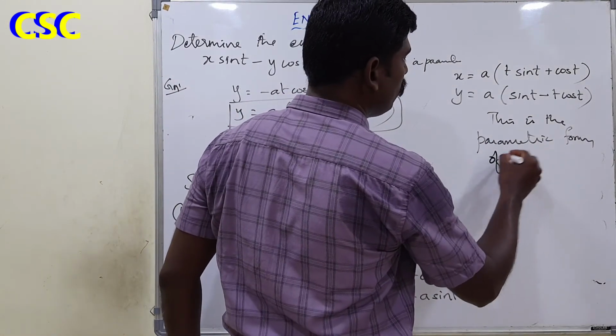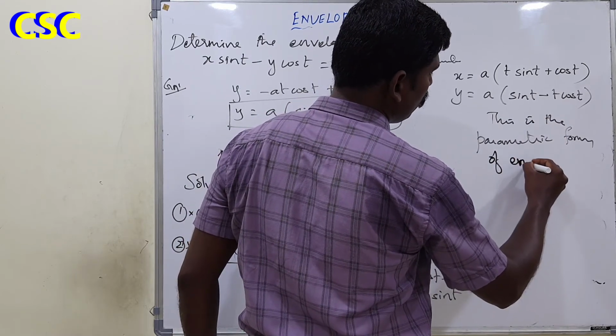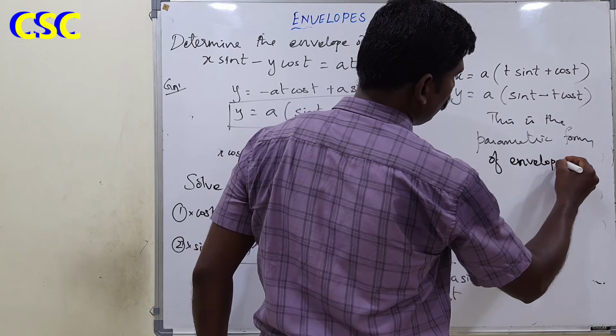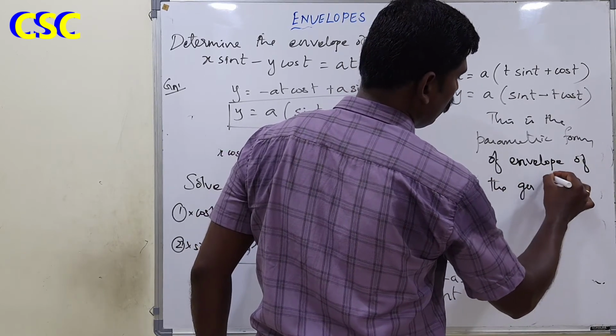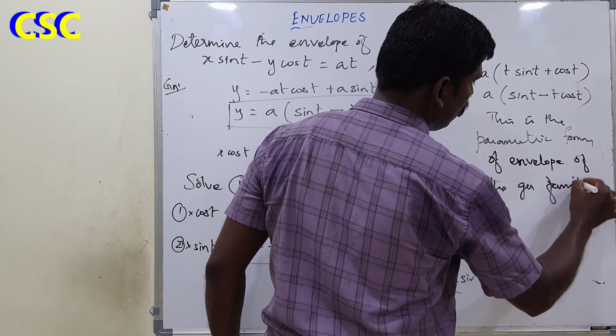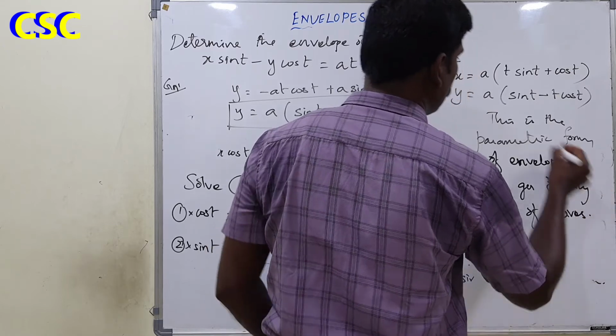Parametric form of the envelope of the given family of curves. That's all. Okay.